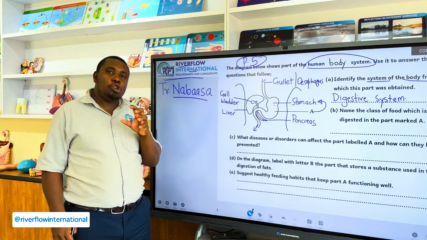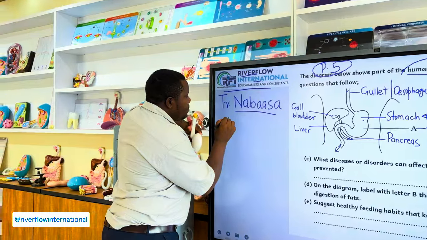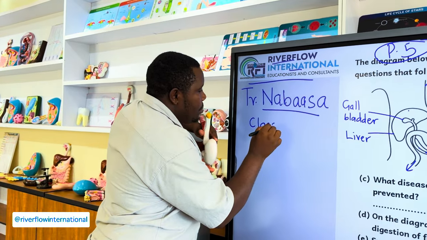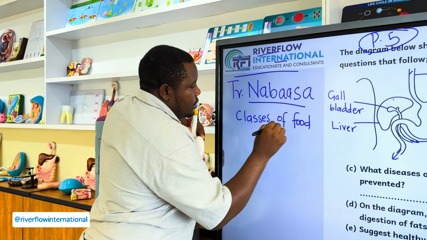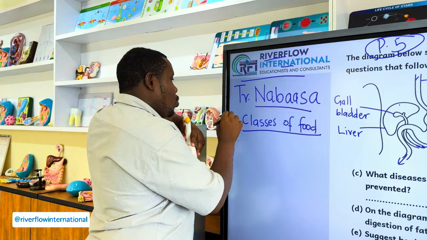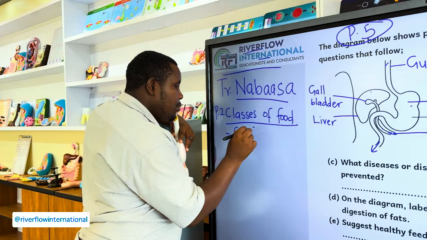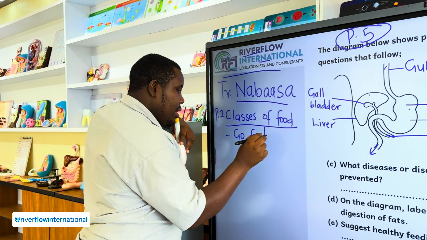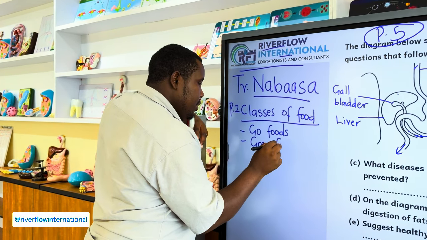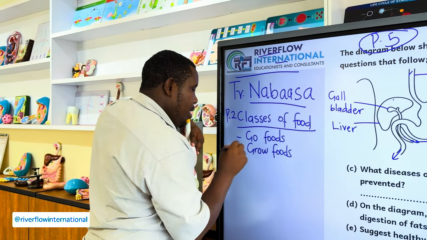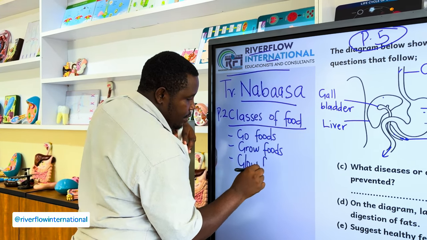But I want you to also give in your opinion. In primary 2, we learn about, or we teach about classes of food. And this is P2 work. And in this P2, we look at go foods as one class. Then we look at grow foods. Then again we look at glow foods.